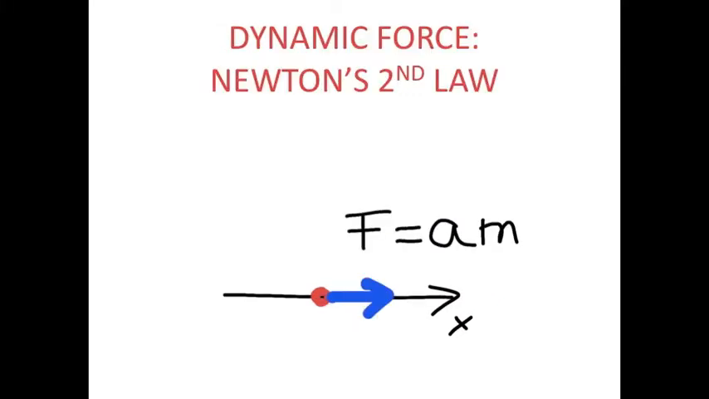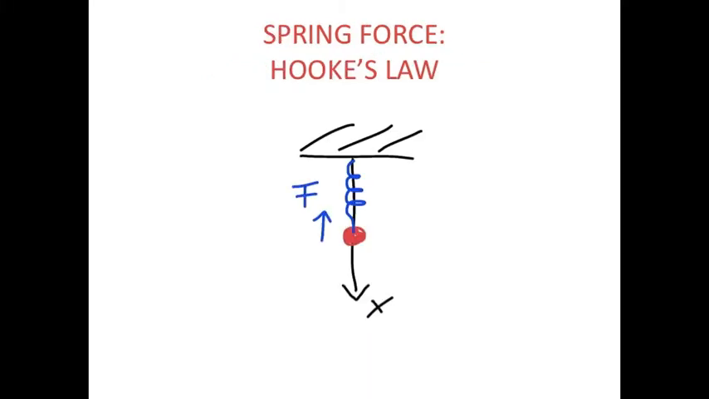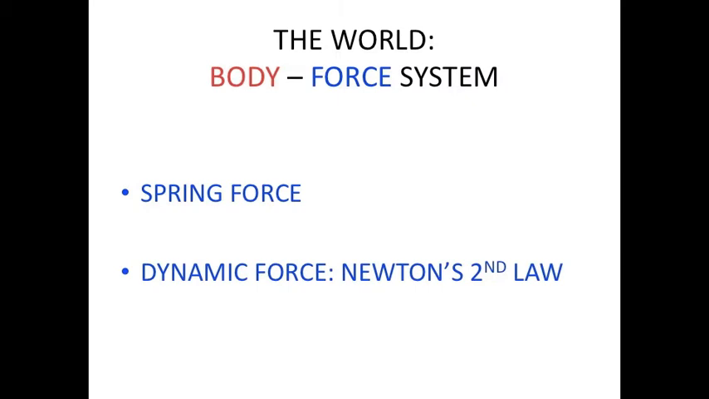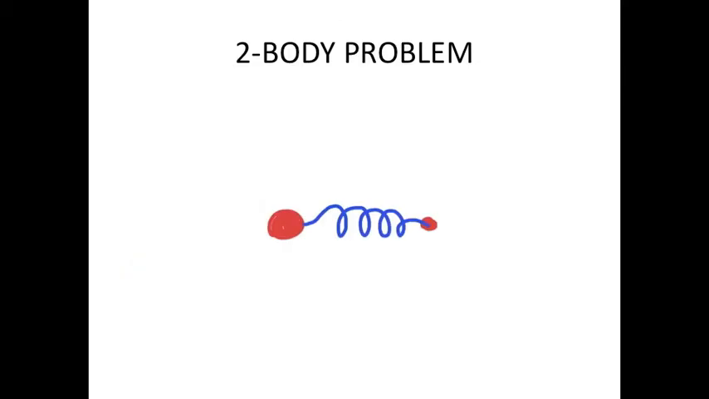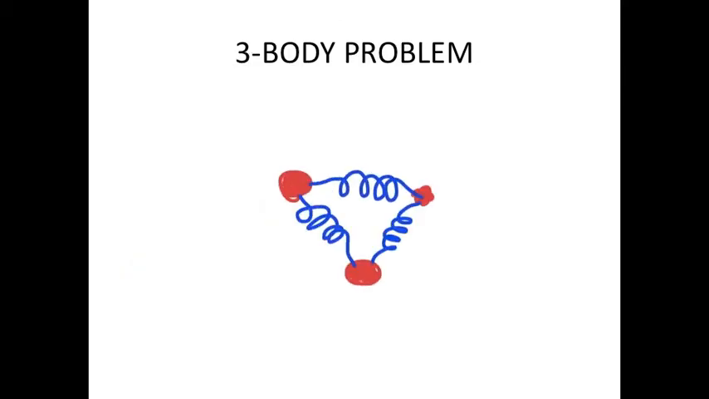What remains is to specify forces on material bodies. There are dynamic forces given by Newton's second law. The force F is equal to acceleration a times the mass m of the body. And there are internal forces between bodies, transmitted by, for example, elastic springs according to Hooke's law. Altogether, the basic model is a many-body or mass-spring model, like a two-body problem or a three-body problem.